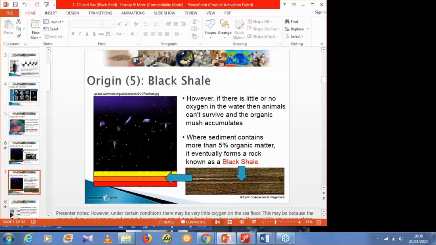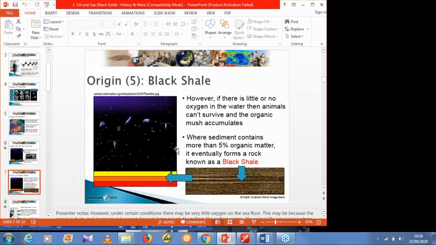Now, that sediment, which usually contains more than 5% of organic matter compared to other plants or animals, eventually forms a kind of rock that is referred to as black shale. Take note of those words, black shale. Okay.